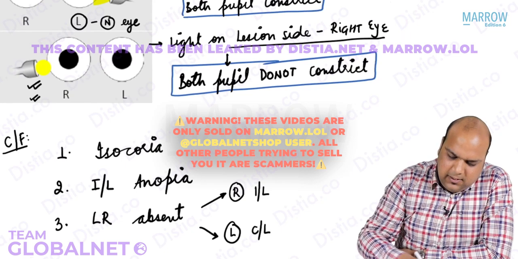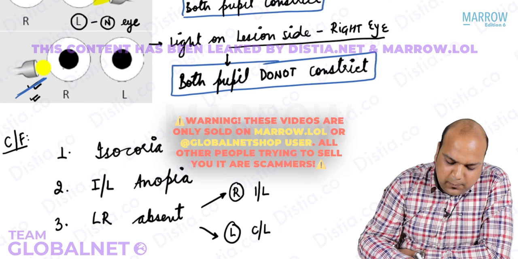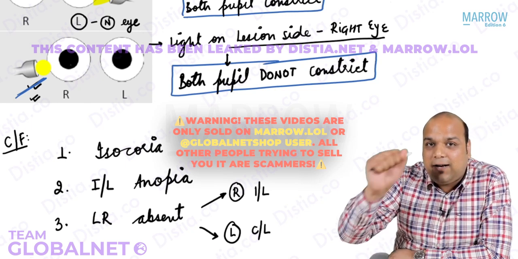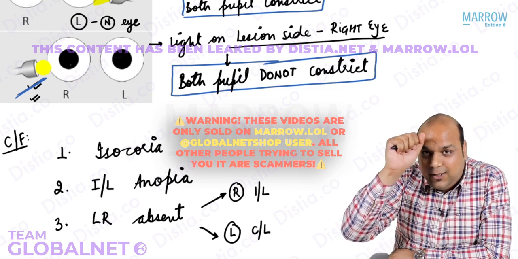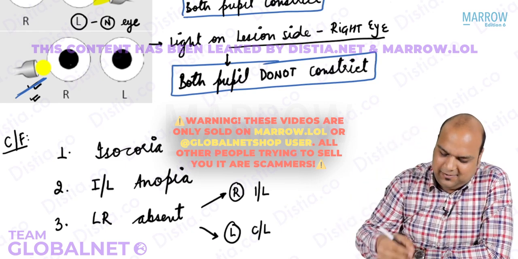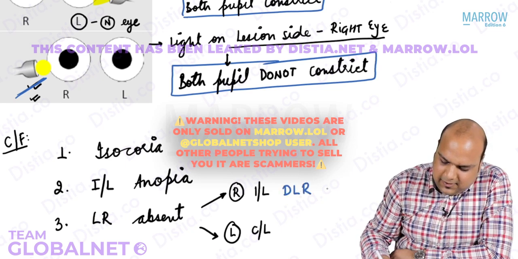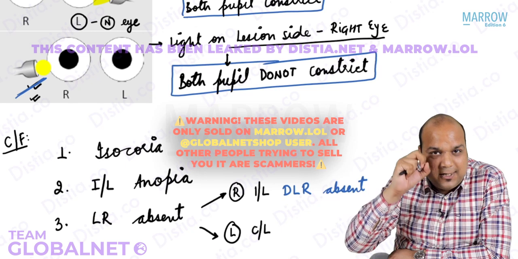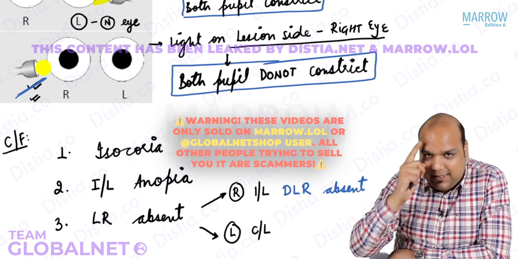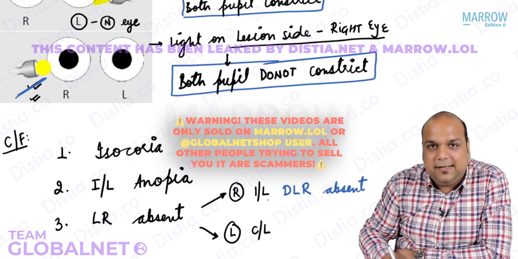We were throwing light on the right eye. Right pupil was not responding. Right eye, right pupil. Which reflex does it become? Light on right eye, direct light reflex. So I say ipsilateral direct light reflex is absent. Can I say this, everybody? Yes or no? When I throw light on the right eye, the right pupil does not constrict. So that means it is direct light reflex. Because the site of lesion is also the right eye, it becomes ipsilateral.